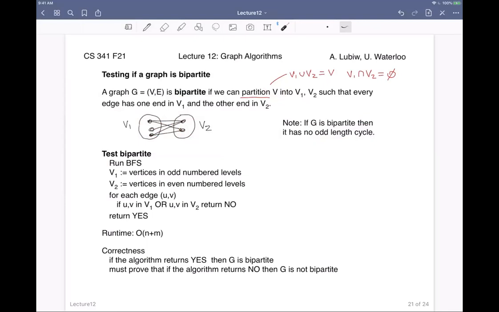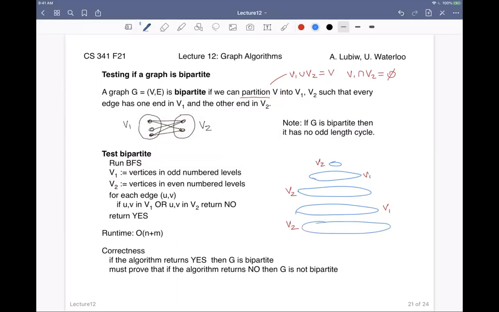So here's our algorithm to test if a graph is bipartite. It's really simple. I run the breadth first search. I take my set V1 to be all the vertices in the odd levels. So if we think about our level structure, which I guess I was drawing in blue, then I'm saying that I would put into V1 all the odd levels, and I would put into V2 all of the even levels. Maybe let me draw one more even level just so, yeah. So this is my partition that I'm declaring.